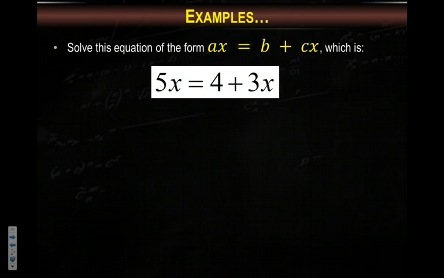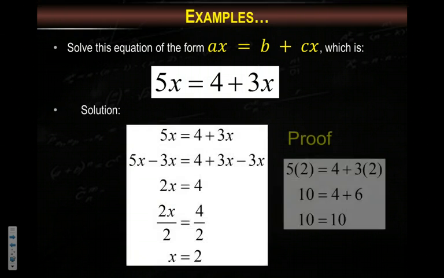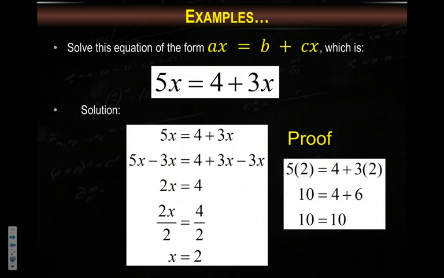Now, the form gets a little more complicated. This is the form ax equals b plus cx, for example. So notice 5 is the a, 4 is the b, and 3 is the c. With this one, I've got a couple more steps to do. I would have to remove the 3x from this side. I would then get 2x equals 4. I would then divide by 2, and I'd get x equals 2. And I'd verify it, or plug it back in to make sure it works. So that's that form of linear equation.